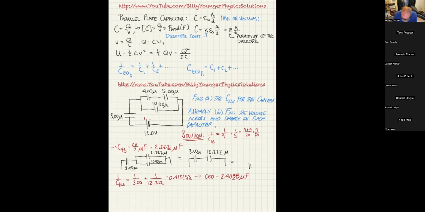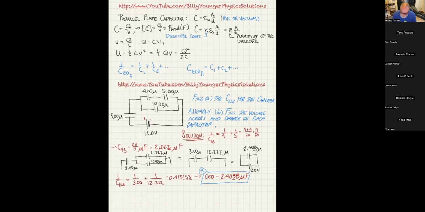Basically, we have a 12-volt battery, 12.0 volts, and that is in series with a 2.4088 microfarad capacitor, like so. So that's the equivalent circuit. Anybody have any questions on the parts we did there? So that was part A. Now we can start looking for things.